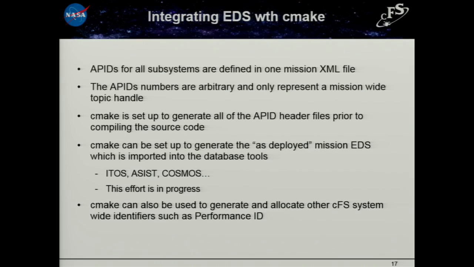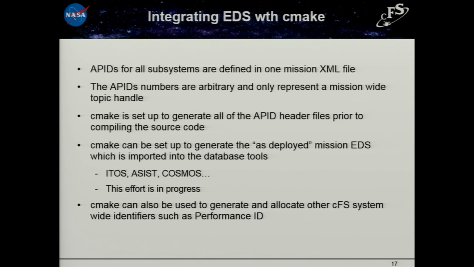These are mission-wide, so that every CPU, every application sees the same numbers, and the dependency again is all generated by the cmake. When you run the cmake tool, it builds all those dependencies into the make files, and all of the actual C header files that applications can include are generated by the tools.